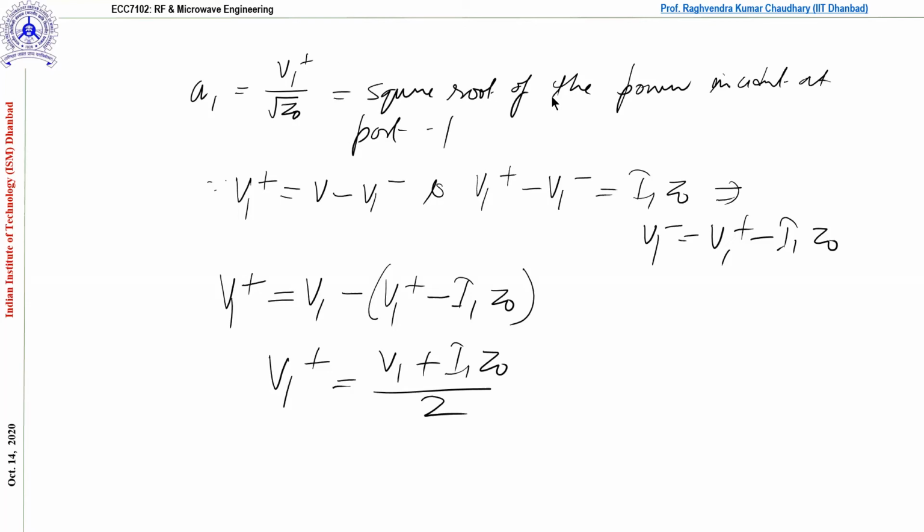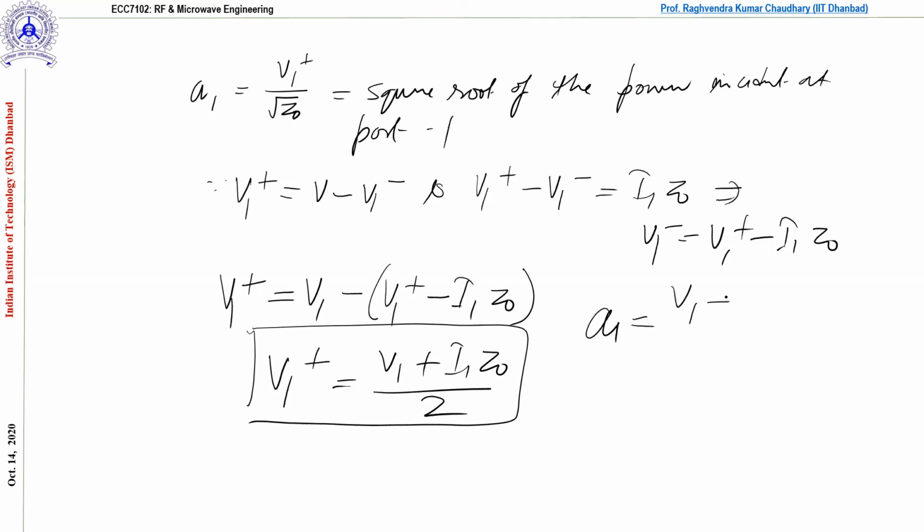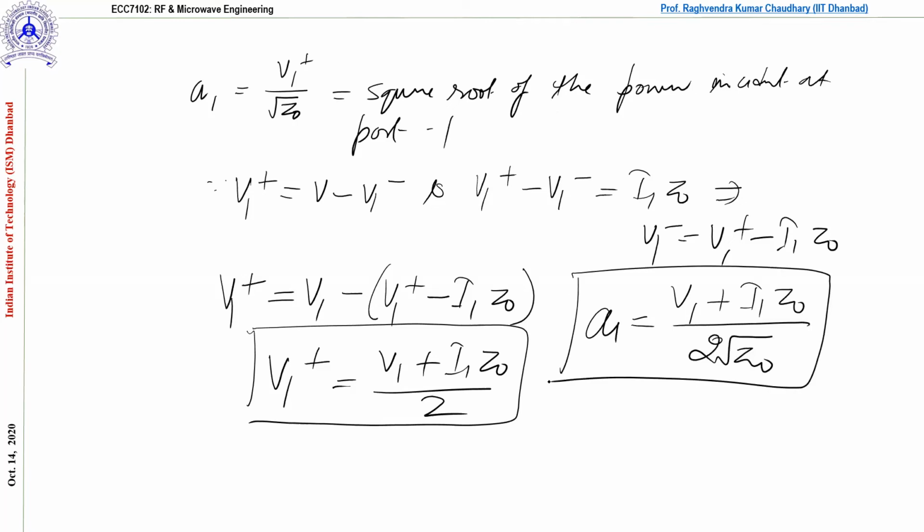So this is actually V1 plus. What we did was write V1 plus in terms of this. So now a1 can be written as V1 plus I1 Z naught over 2 root Z naught. Once we have the terminal voltages, we can write down the incident and reflected waves. So this is the idea.